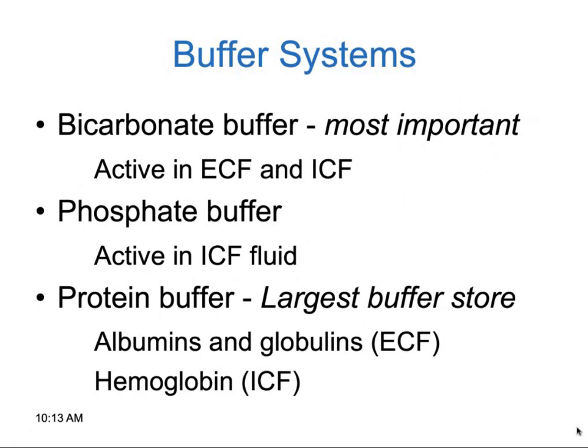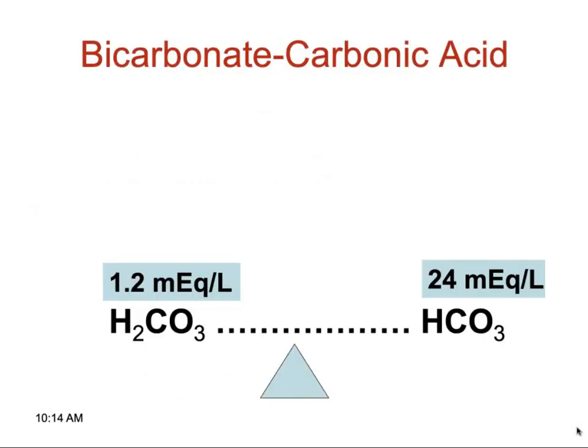So what are the various types of buffer systems? The most important buffer system is bicarbonate buffer. It is active in both ECF and ICF. Then in ICF fluid, we have phosphate buffer, which is normally active. Then we have protein buffers, which are the largest buffer store. The examples include albumins and globulins, as well as hemoglobin. Hemoglobin is in ICF, whereas albumins and globulins are in the ECF.